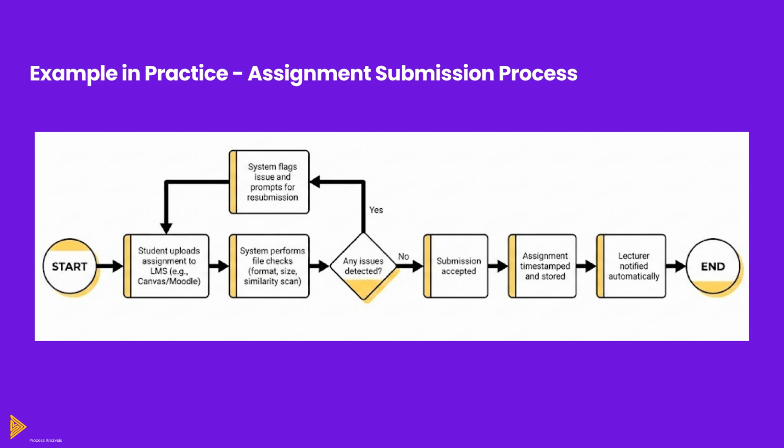From here, there's a decision point. Did the system detect any issues? If issues are found, the flow moves into a flag and resubmit loop. This scenario highlights rework, which is something process analysis specifically helps organizations reduce. If no issues are detected, the submission moves to accepted status. This is where the process shifts from validation to storage.